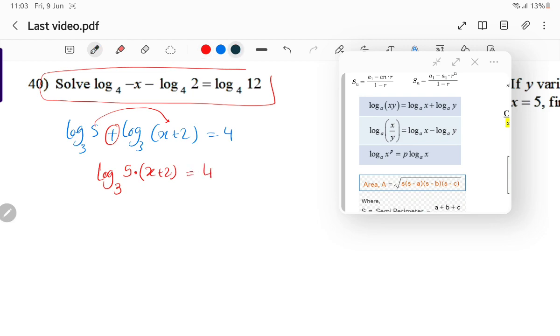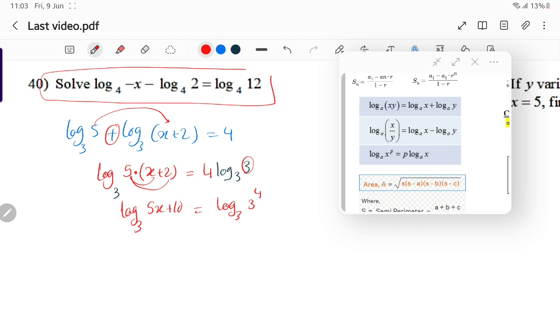equals 4, but we still have a problem on the right side because we don't have a log. We can add log 3 base 3. If this is 8, we can add log 8 base 8. We should have the same base, so here it's 3. So the first step, we combined the addition by multiplication, and the second step, we added log 3 base 3 on the right side. Now we have log base 3 of 5x plus 10, and here we have log 3, and this 3 is raised to the power 4.